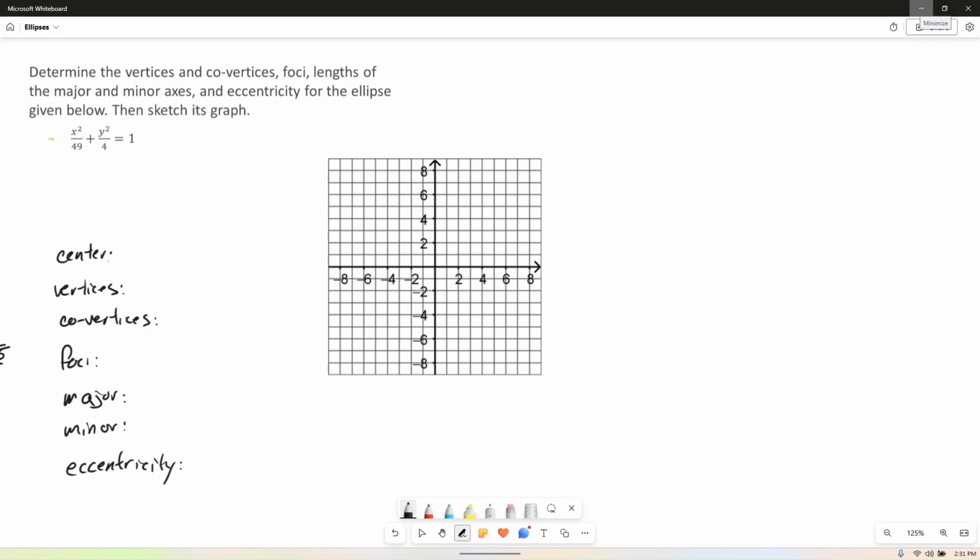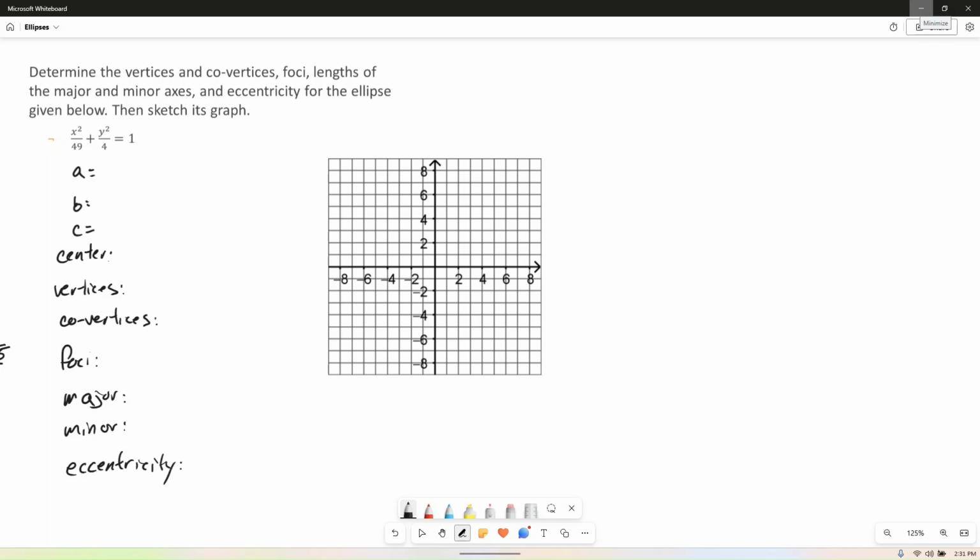Okay, so those are the key components. To get all of that, we need to figure out what the values are for A, B, and C. Then we can figure out all the characteristics, and then we can sketch its graph.